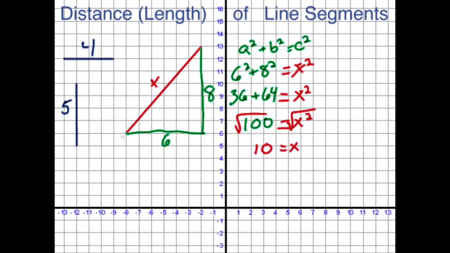So, quick reminder. If your lines are horizontal or if they're vertical, you can find the distance simply by counting the number of boxes. If your line is diagonal, to find its distance, all you have to do is set up a right triangle like this, and then use the Pythagorean Theorem to solve for your x.